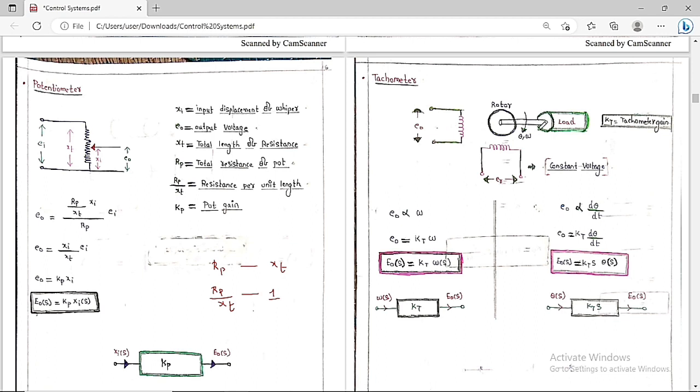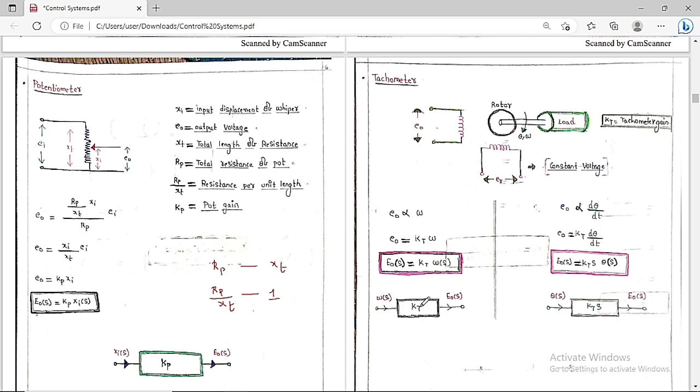Because of this rotation, some voltage is induced. So E naught is directly proportional to omega. To remove the proportionality, we introduce a constant, and we can say E naught is equal to Kt into omega. The value of the constant is Kt. If we apply the Laplace transform, we get E naught of S is equal to Kt into omega of S.